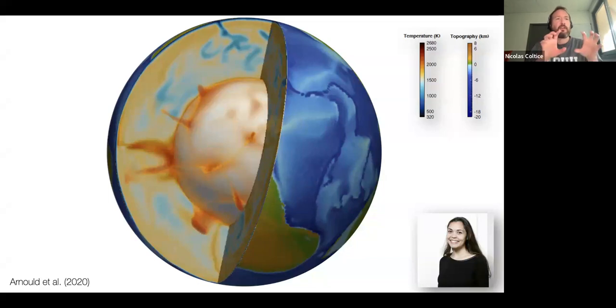So just by putting this important information, heat from radioactivity, and a description of the viscosity of rocks based on temperature dependence and a stress limit.